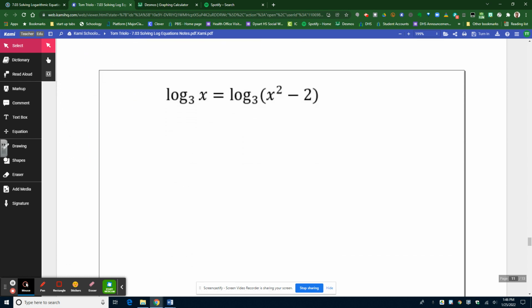All right, they're gonna get a little harder. Oh, this is one of those. Okay, so we still take the logs out, but you got to remember something.